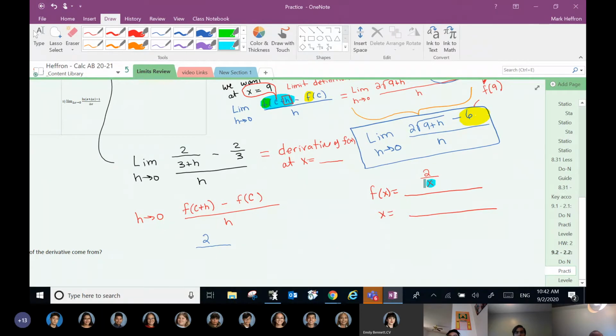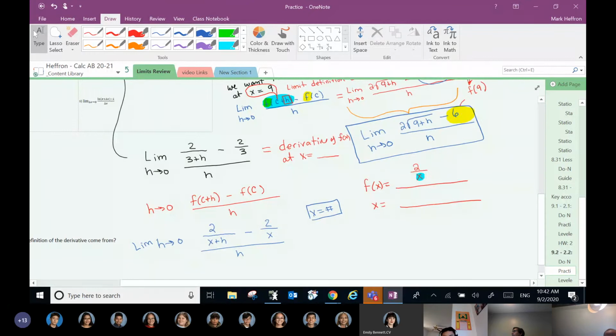Okay, it might be 3, but first it's x plus h, isn't it? Like that's the most basic thing. Minus 2 over x all over h. That would be its basic form before we let x equal a number. Now let's let x equal that number you guys are thinking. What do you think that number should be for x? 3. Okay, let's see if it works.